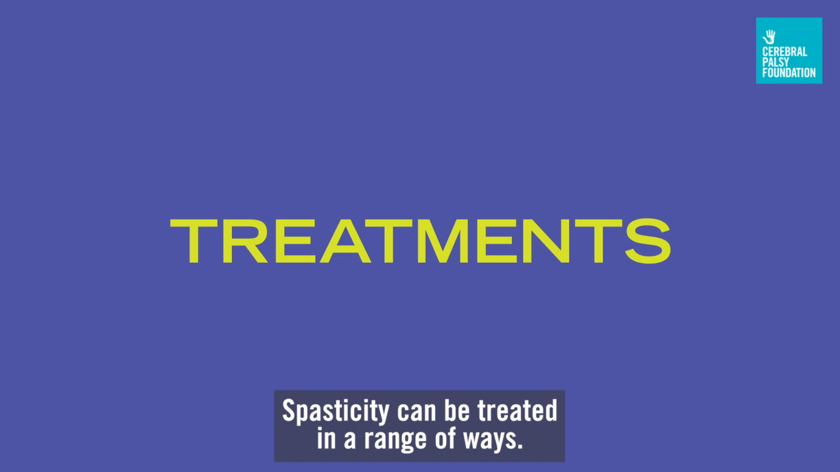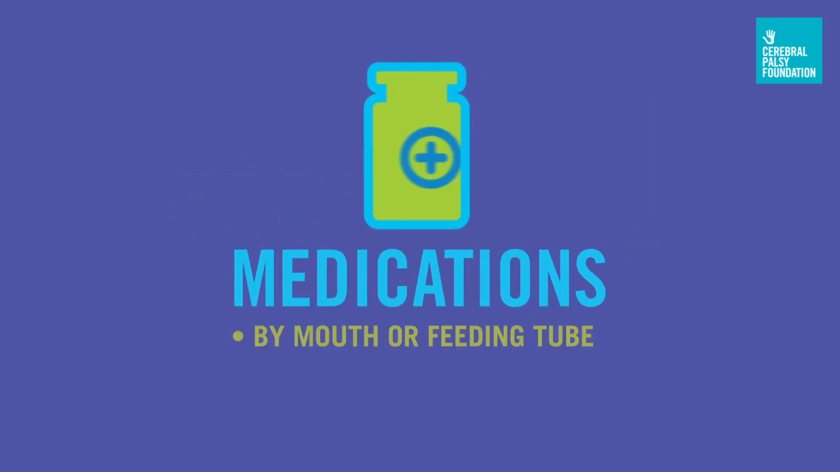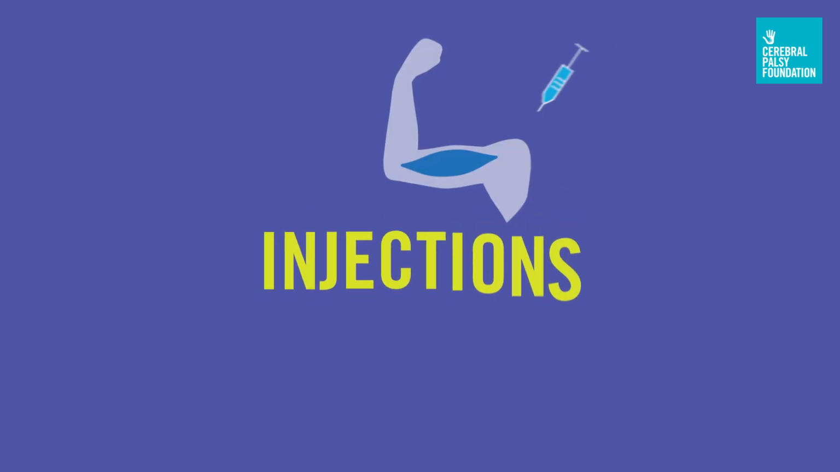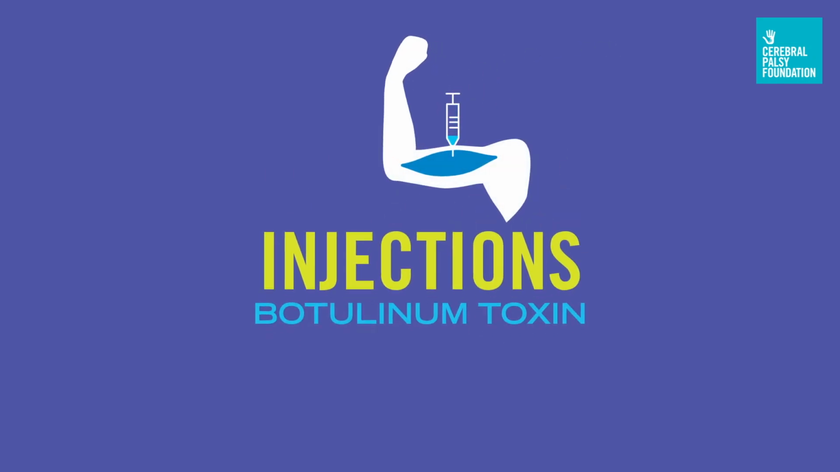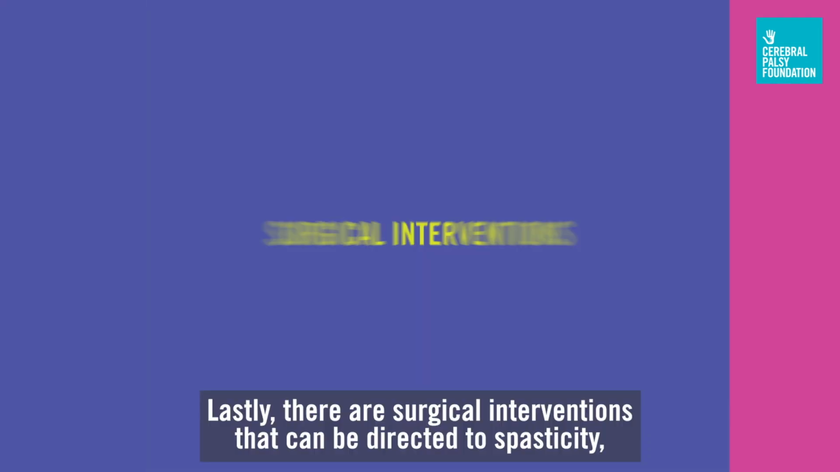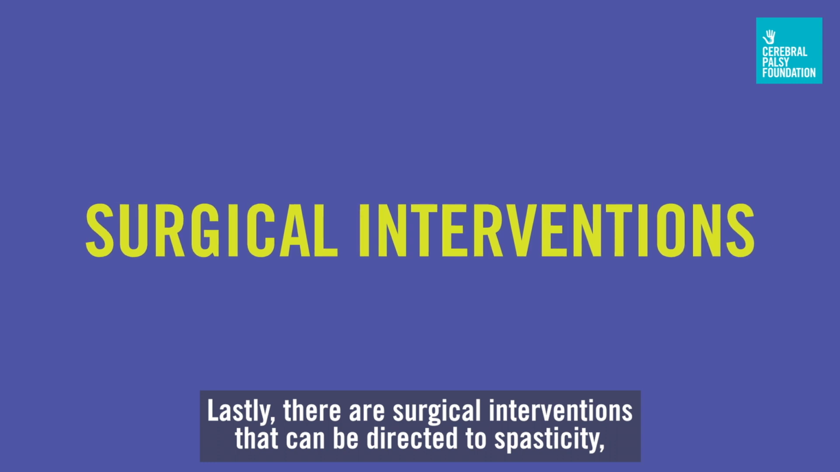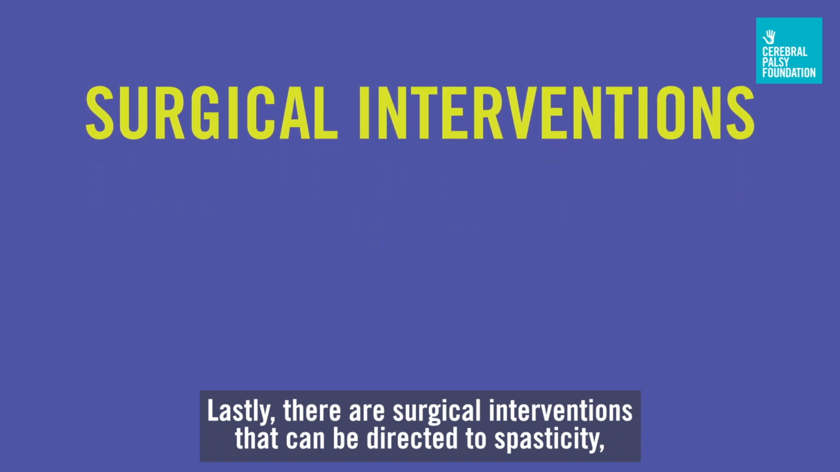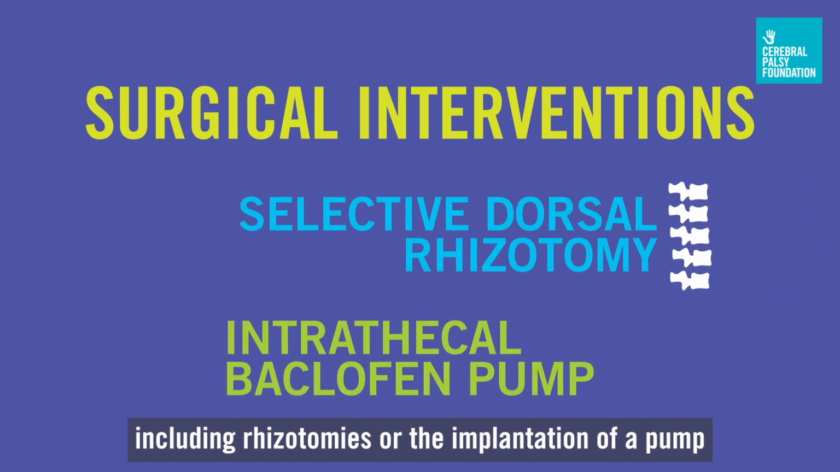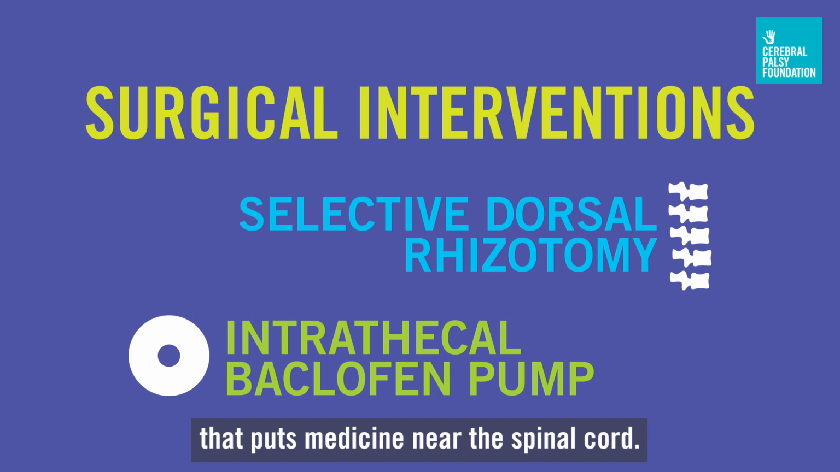Spasticity can be treated in a range of ways. We usually start with medicines that can be taken by mouth or through a feeding tube to try to reduce tight muscles. We also will use injections with botulinum toxins to inject the muscles or the nerves that lead to those muscles to reduce spasticity. Lastly, there are surgical interventions that can be directed to spasticity, including rhizotomies or the implantation of a pump that puts medicine near the spinal cord.